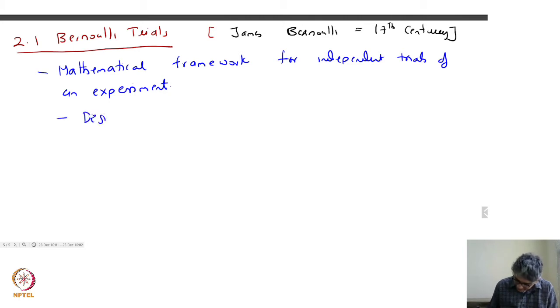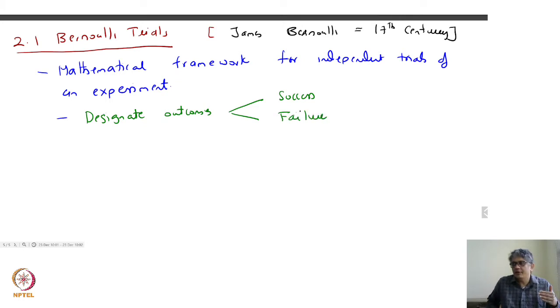So let me erase this a little bit. Alright. So I perform an experiment. It has many outcomes, but I'm interested in a certain event A. So all I'll do is designate the outcomes as two parts: a success or failure. So then you could think of an experiment having just two outcomes, one is success, one is failure. Or you could think of an experiment having many outcomes, but your event of interest is A, and if A happens, you call it success. If A doesn't happen, you call it failure.